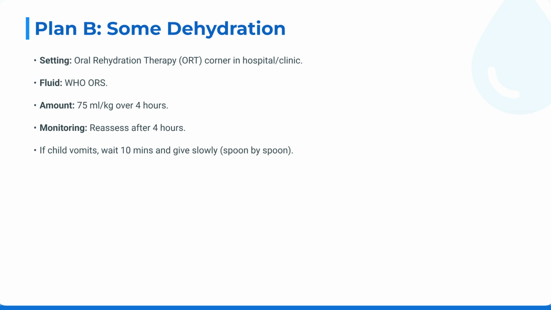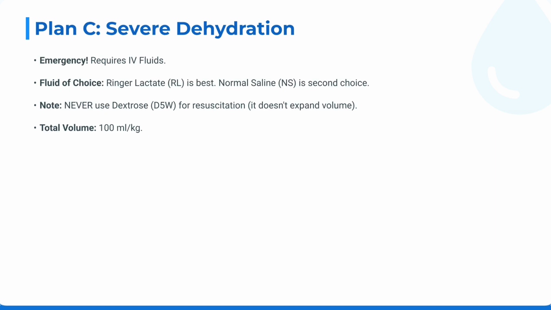Plan B, for some dehydration, involves oral rehydration therapy using WHO ORS, administered at 75 milliliters per kilogram over 4 hours. Monitoring and reassessment are key. Plan C is an emergency requiring IV fluids. The fluid of choice is Ringer lactate, with normal saline as the second option. The total volume is 100 milliliters per kilogram. Never use dextrose for resuscitation.